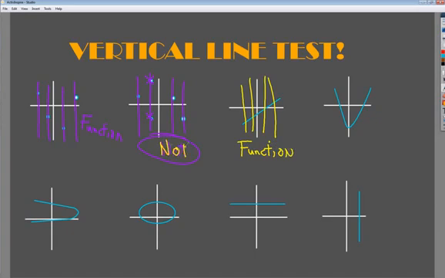Not a function. In this one, it's close, but at least it's moving in some direction. Even at this point, it seems like just a little bit. Still okay. This is a function. Parabolas are functions.